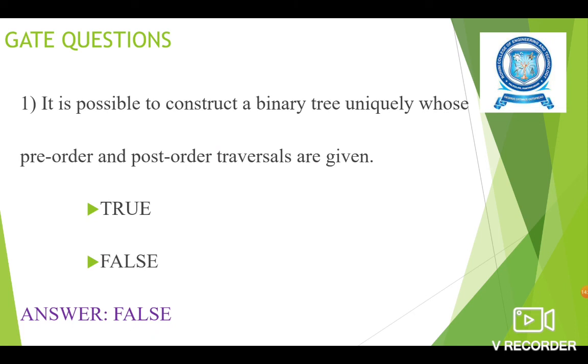Some GATE questions. Is it possible to construct a binary tree uniquely whose preorder and postorder traversals are given? The answer is false. You cannot construct a binary tree uniquely once preorder and postorder traversals are given. The answer is false because we can arrive at different binary trees.